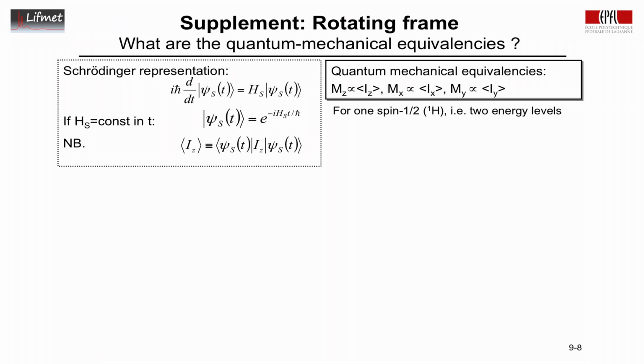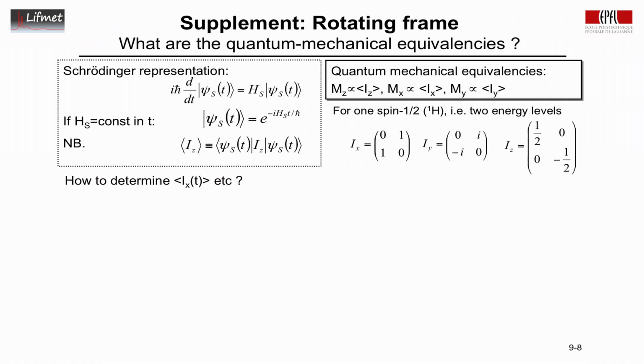So for a spin 1/2, let's say the hydrogen nucleus, the proton, we have two energy levels. This is the operator for Iz, Ix, and Iy. These are the Pauli spin matrices that describe the system. Now, how do we determine the time dependence of Ix, that is, of the mx magnetization? The way this is done is we split the Hamiltonian into time invariant and time dependent terms.